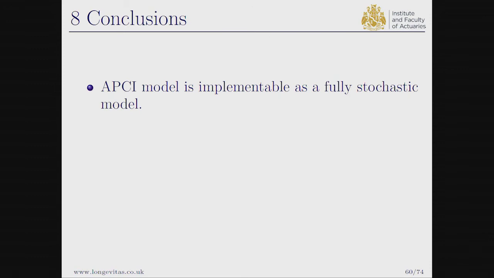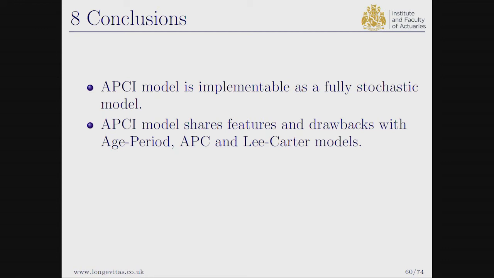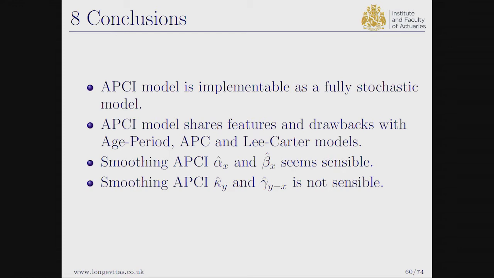So in conclusion, we think that the APCI model is implementable as a fully stochastic model, not just for deterministic purposes. We can see that the APCI model shares a number of features and also drawbacks with the age period cohort (APC) and Lee-Carter models. We've seen here that smoothing the alpha and beta terms of the APCI model is sensible. It doesn't distort the model, and indeed smoothing beta will improve some of the forecasting properties. We don't think it's sensible to smooth either kappa or gamma in the APCI model. They're not well-behaved regular processes, and smoothing them will lead to distortions.